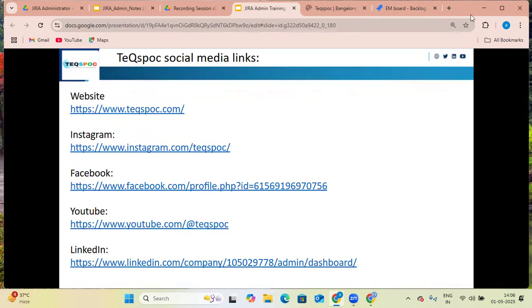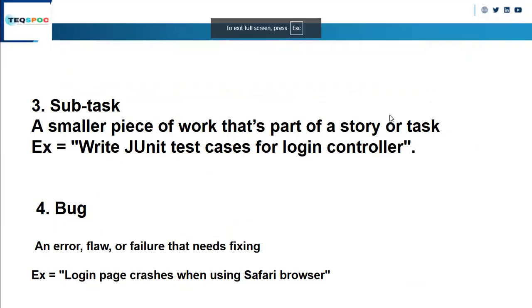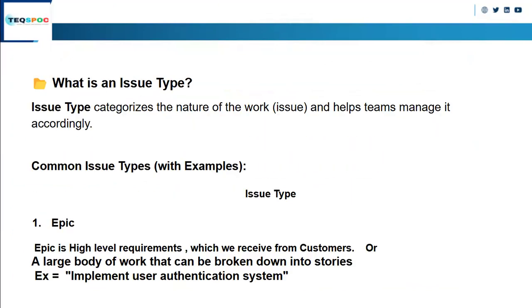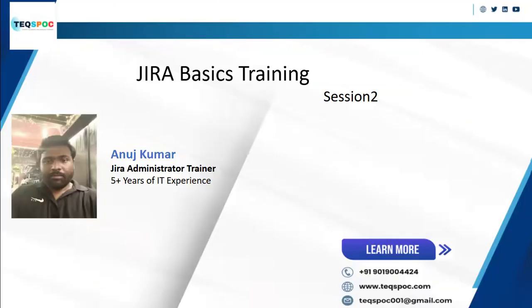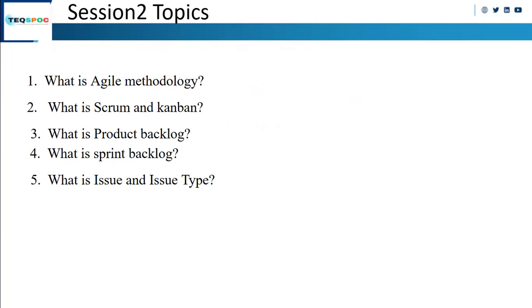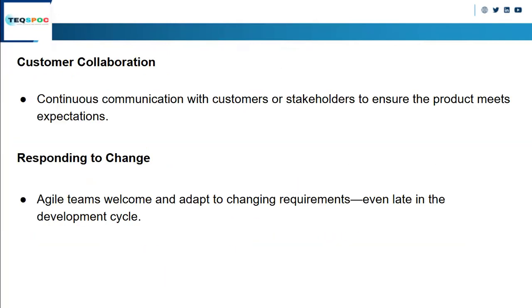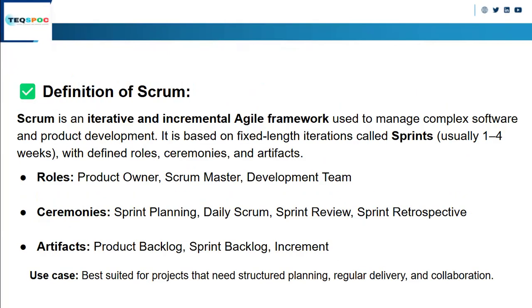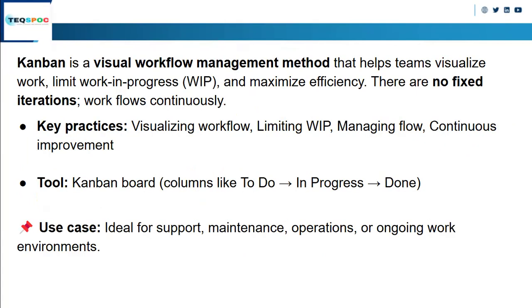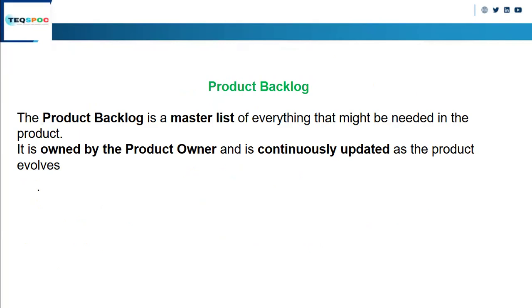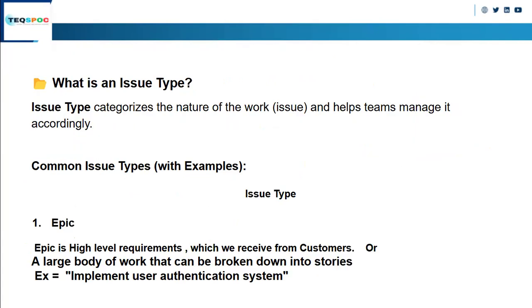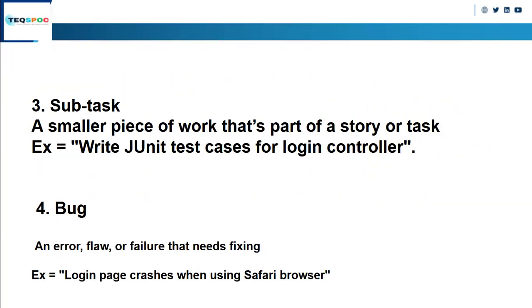So these are the basic things. We have seen what tasks, subtasks, and bugs are. Now we have talked about some basic terminologies in the session 2 topic. What is agile methodology? What are the Scrum and Kanban frameworks? What is extreme programming and SAFe? Then what is the definition of a Scrum? What is a Kanban? Then what is a product backlog? What is a sprint? What are issues? Different types of issues: stories, tasks, subtasks.